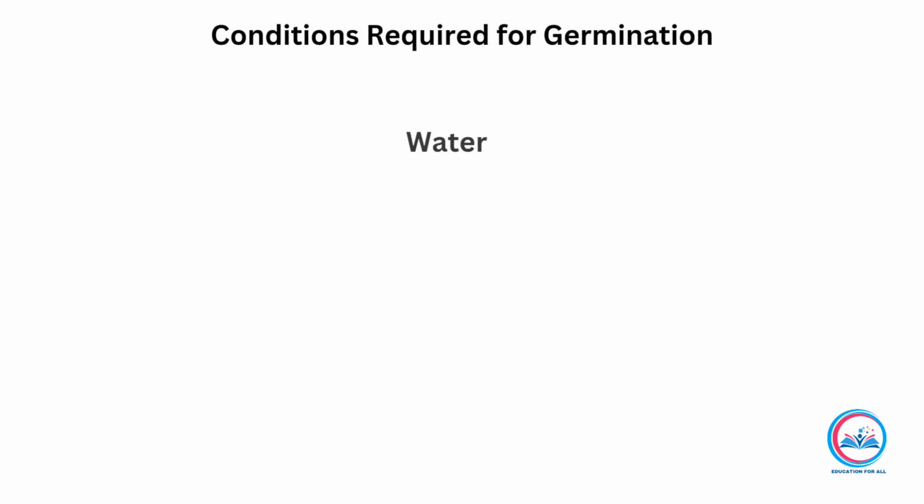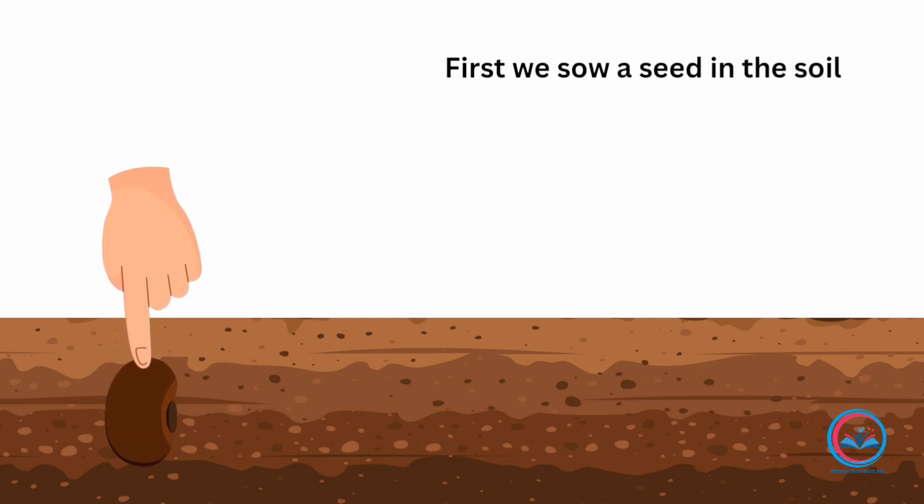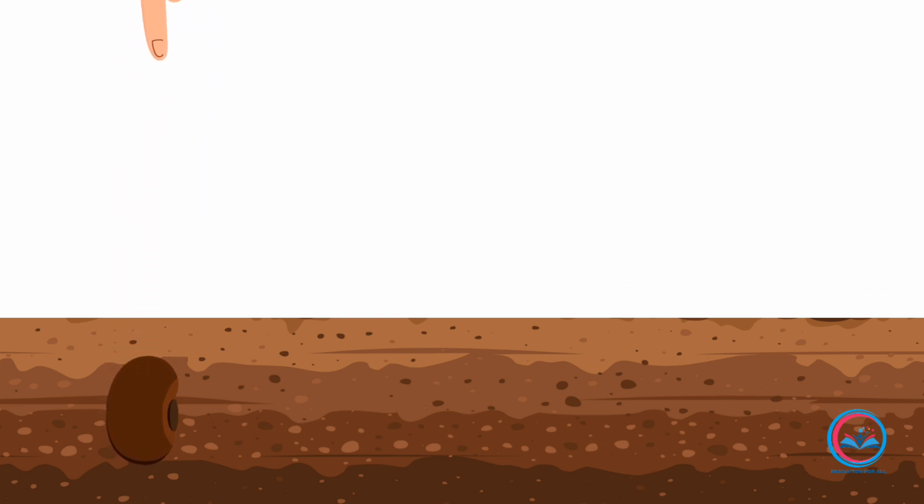There are some conditions required for germination, which are water, air, and warmth. If a seed is sown and these conditions are met, then the seed starts to grow.